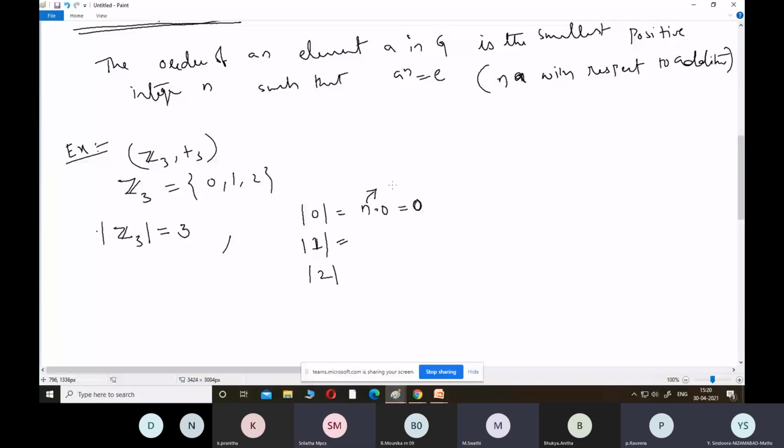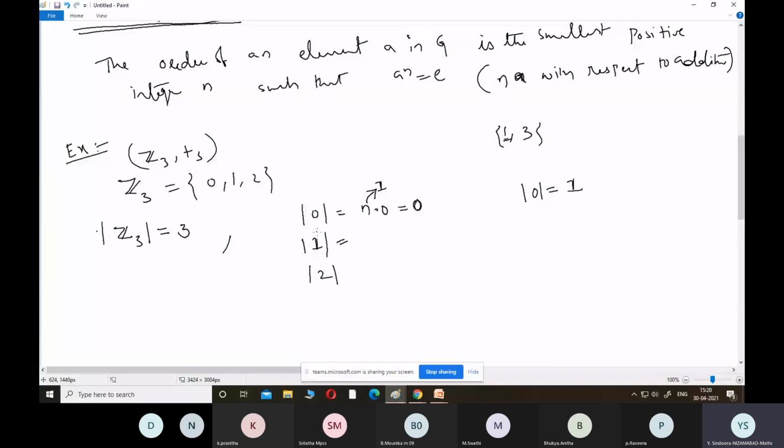3, ma'am. 1. Very good. I can see 3 is also correct. But out of 3 and 1, which is the smallest one? 1 is the smallest. So here I can say order of 0 is equal to 1. Will you agree? Yes, ma'am. So the smallest positive integer such that n into 0 should be equal to 0 for us. So order of 0 is equal to 1 for us, right?